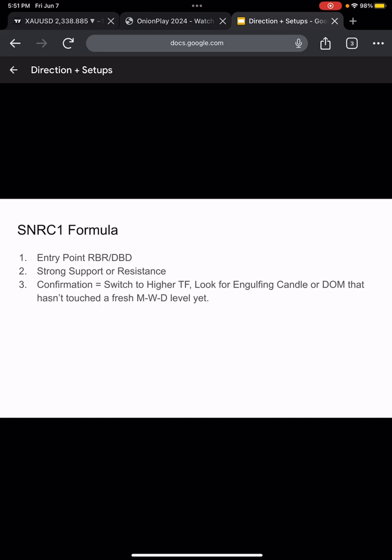So the entry point is either at the rally-based rally or the drop-based drop. It's with a strong support or resistance. Confirmation in the higher time frame is again the engulfing candle, or the dominant double Mariposa candle that hasn't touched a fresh monthly, weekly, daily level yet. Because you don't want to sell into support and you don't want to buy into resistance. You want to catch the move as it continues, right after the reversal, basically.